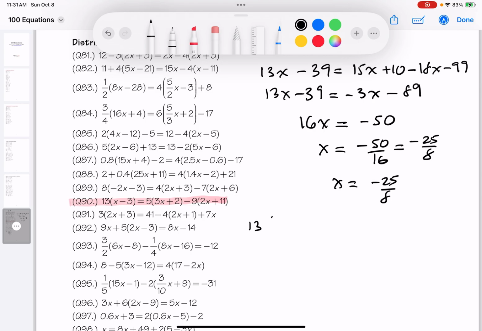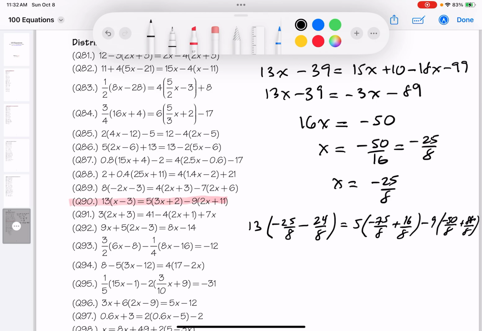And what do you get? 13. Well, minus 25 eighths. And then minus, well, 3 in terms of eighths is 24. Kind of nasty, right? Equals 5. That's going to be minus 75 eighths. And then 2 in terms of eighths, 16 eighths. And then minus 9. 2 times that is minus 50 eighths. And then 11 would be 88 eighths. Kind of nasty, isn't it?